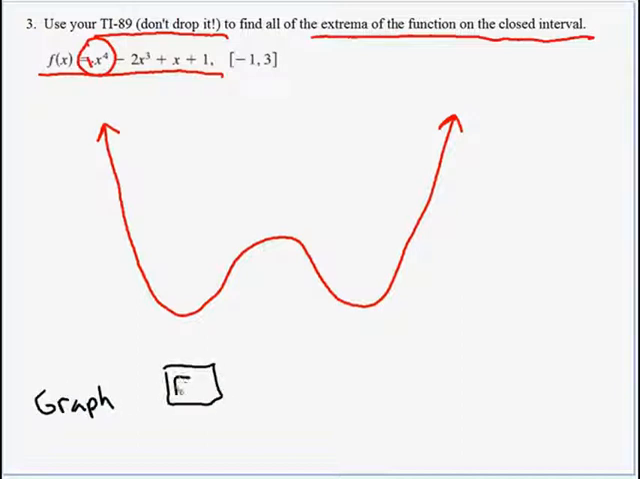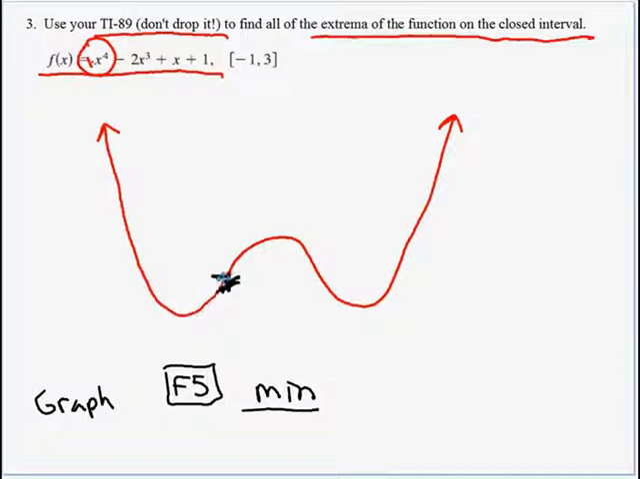F5 drop-down menu. And one of those options is min. So you do F5, drop-down menu, choose min. It will ask for the lower bound. Well, get your little flashing cursor somewhere here, on the left-hand side of this valley. And you'll hit enter for a lower bound, and then it'll ask for the upper bound.